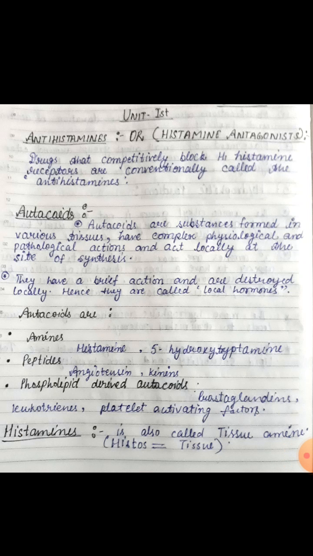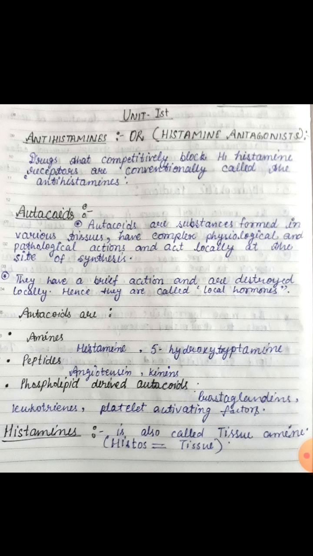Before going to the discussion of the antihistamine drugs, we should know about histamine and autocoids. So, antihistamine drugs are the drugs that competitively block H1 histamine receptors, and are conventionally called the antihistamine drugs. Now come to the autocoids.